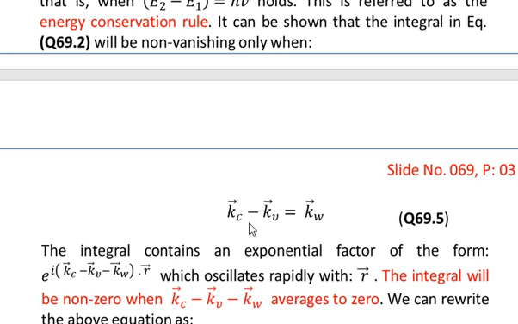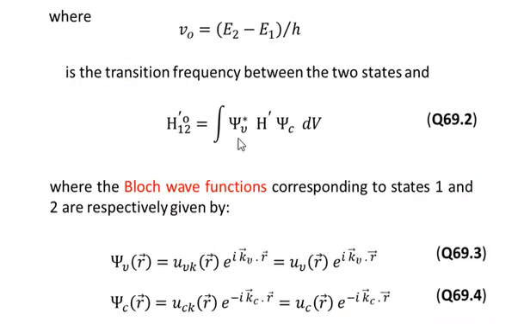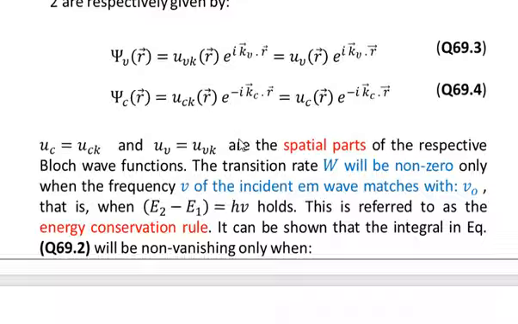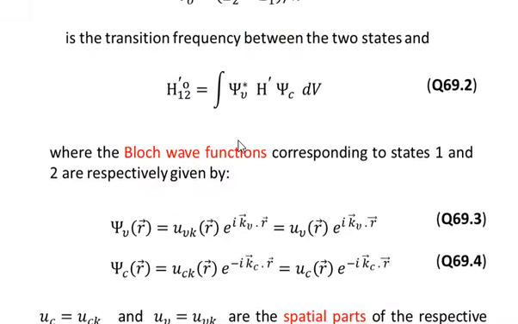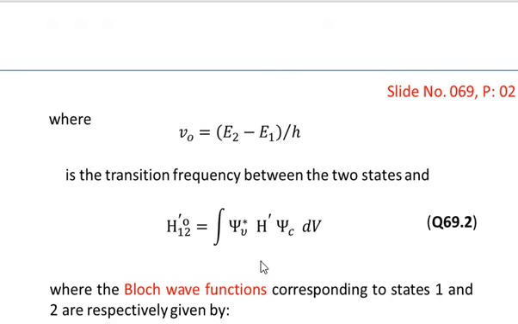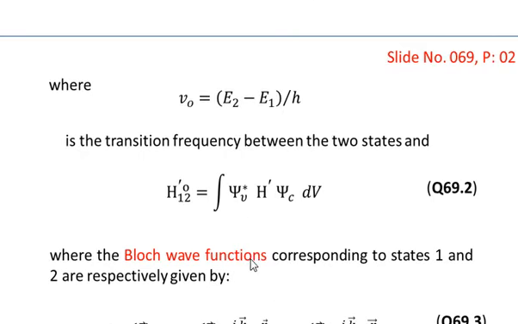That is the difference in vectorial form of the wave number between the conduction band and the valence band, and that should be equal to the wave number of the input wave. So if this condition is satisfied, then of course this integral will be non-zero, and otherwise the integral will be zero.